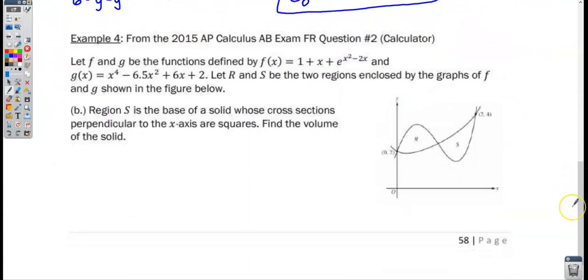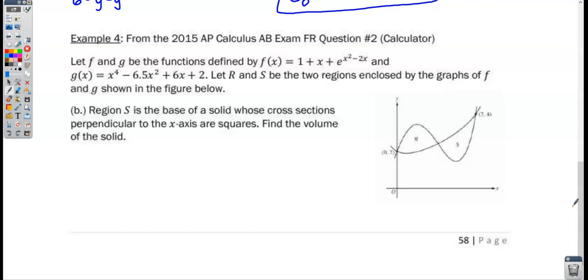All right. Example 4 from the 2015 AP Calculus A/B exam free response question number 2. This is a calculator question. Let f and g be the functions defined by f of x equals 1 plus x plus e to the x squared minus 2x, and g of x is equal to x to the fourth minus 6.5x squared plus 6x plus 2. Let R and S be the two regions enclosed by the graphs of f and g in the figure below. And then we're going to answer question B here from this question.